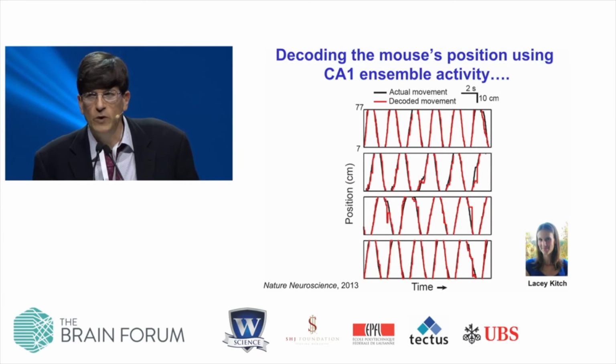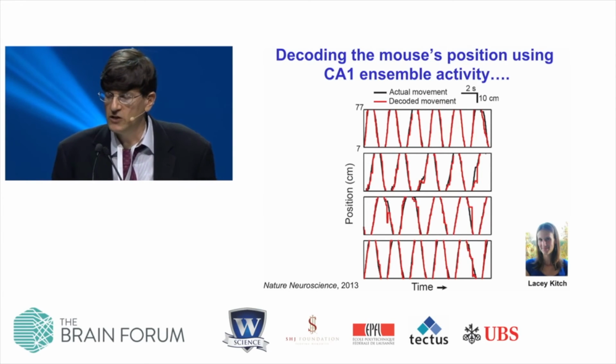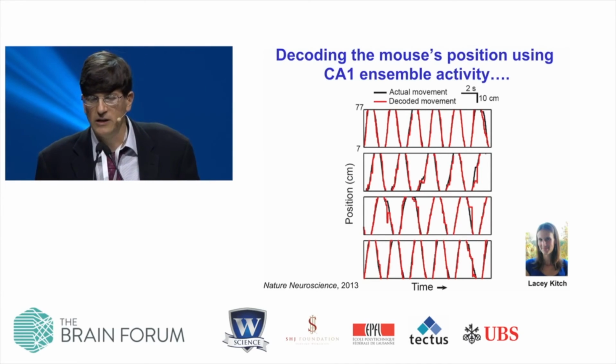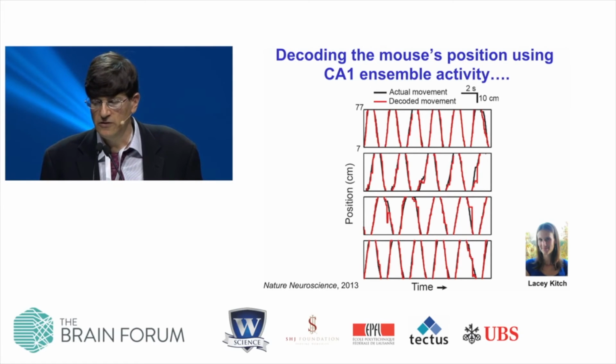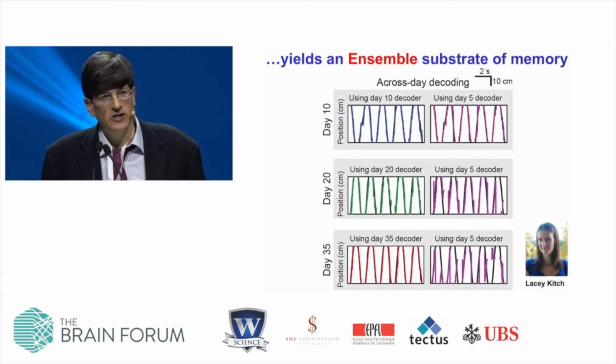Now, as I mentioned earlier, we can take the brain imaging videos and actually reconstruct the animal's passage through space. Lacey Kitch, a computational engineer in the lab, developed a Bayesian decoding algorithm that could do exactly that. The black traces are the mouse's actual passage back and forth. The red is what you would estimate from the brain imaging video. Now, despite the turnover that's occurring at the level of the individual cells, at the ensemble level, these decoders persist in their quality for about a month.